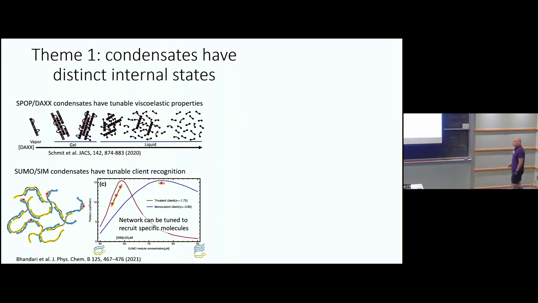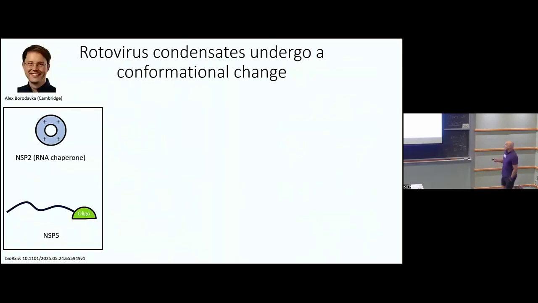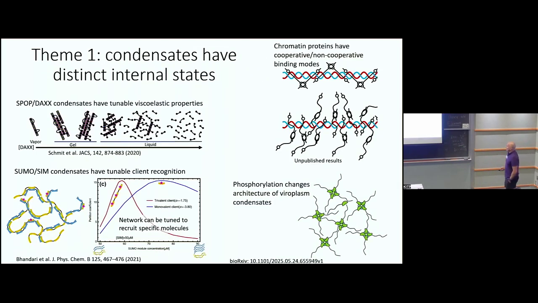About a year later, we looked at Mike Rosen's SUMO/SIM condensates, and we found that an emergent property of the condensate was that they had the ability to specifically bind or reject very closely related molecular clients, and you could tune between those different recognition modes. We've seen this in unpublished results on DNA binding proteins, but the story I want to take a little bit more time on is this story about viral condensates.